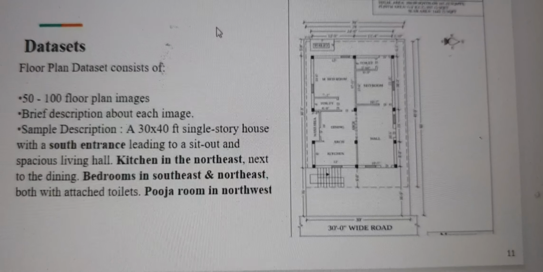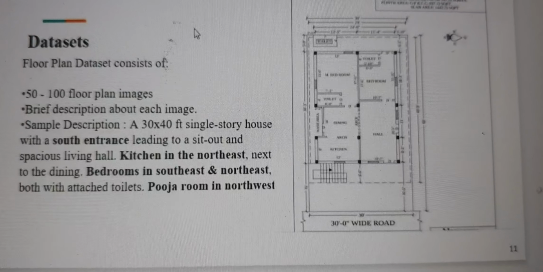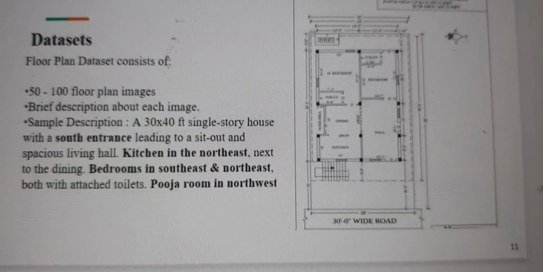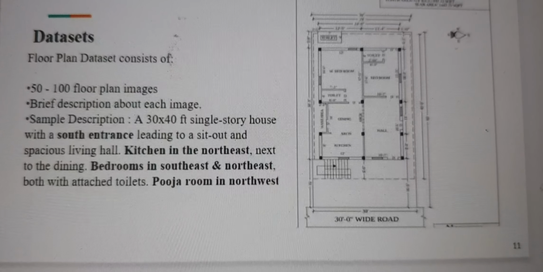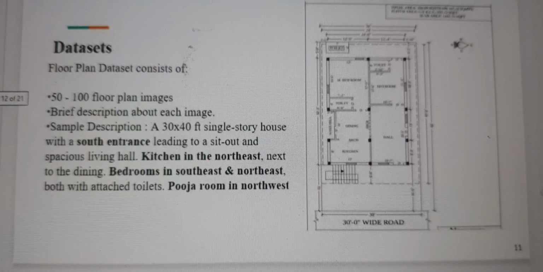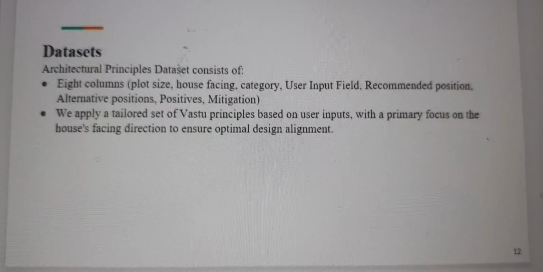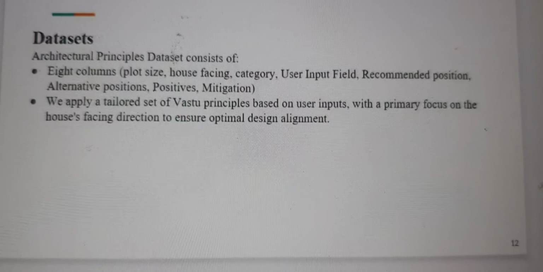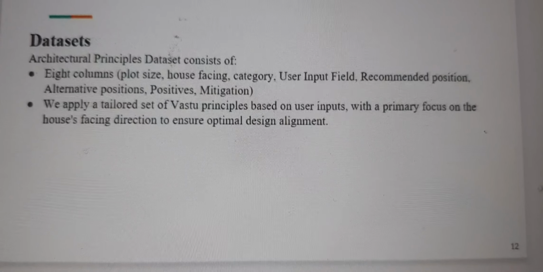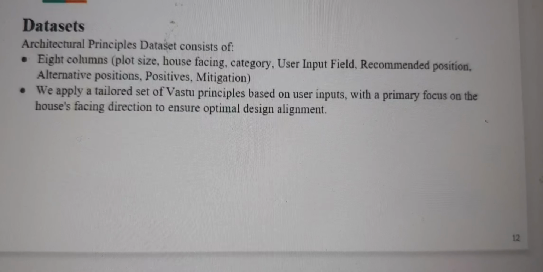So we'll be having a floor plan, and for the corresponding floor plan, we'll be having a description of what that floor plan is. This description actually contains all the principles this particular floor plan follows. For example, the architectural principles contain things like what is the plot size, what is the house facing direction, and what are the different dimensions of the house. All the Vastu principles will also be included.